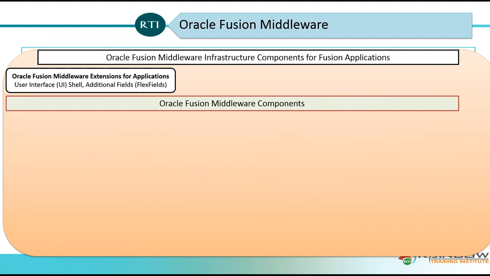Those changes will be stored in the Fusion middleware as a Fusion middleware extension for the Fusion application. That is nothing but the user interface shell. These customizations, or extensions of a page, will be stored in the Fusion middleware. How will it be stored? It will be stored as an MDS file in XML format in the database tables. We will talk about that when we talk about the user interface.